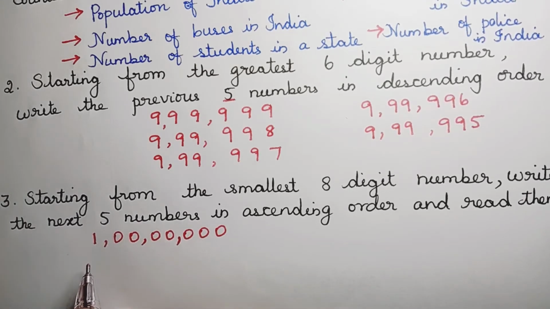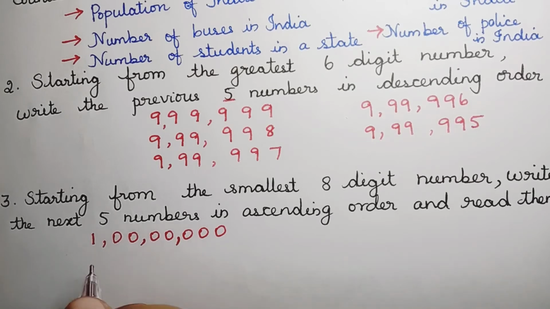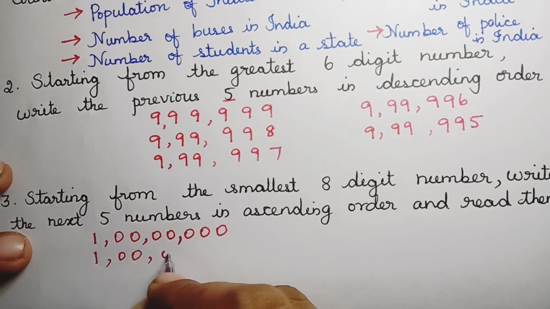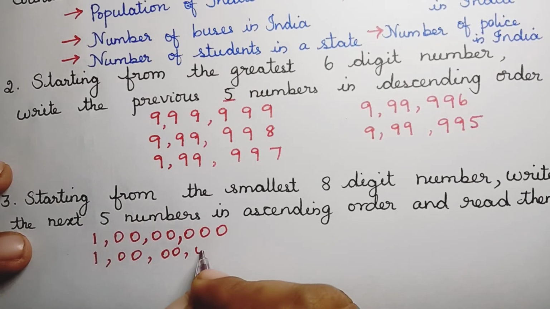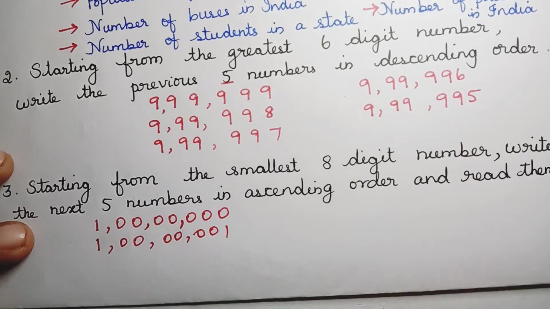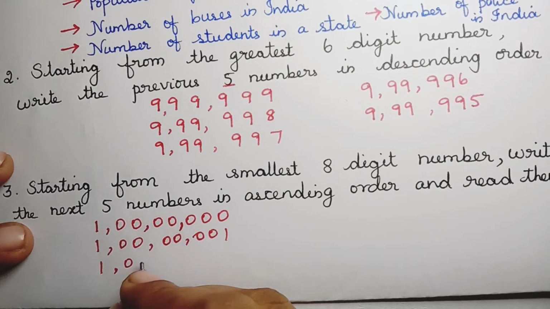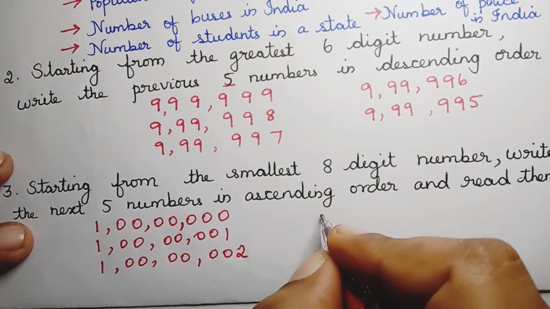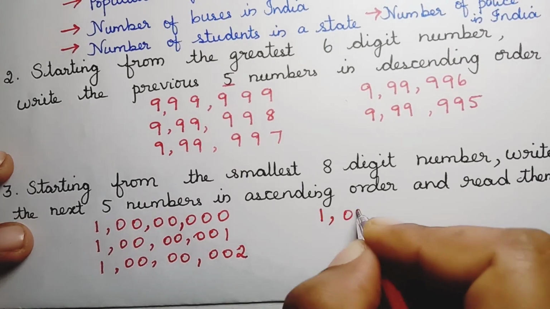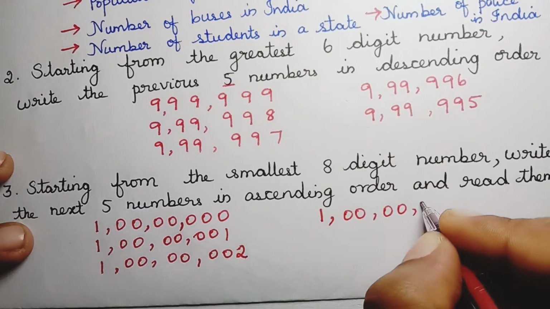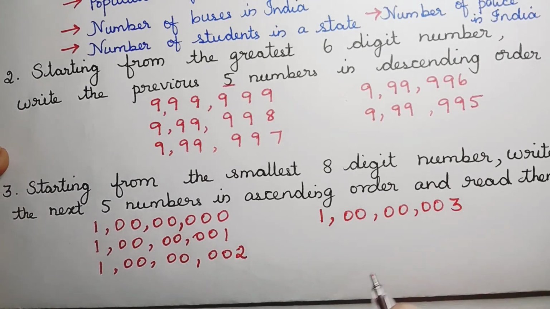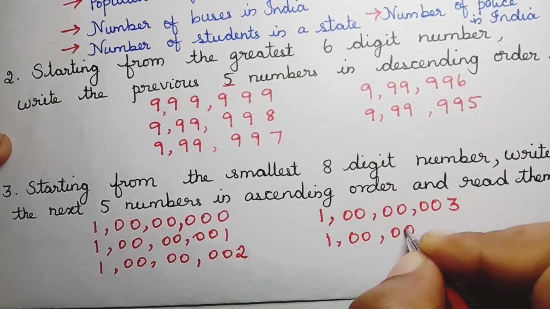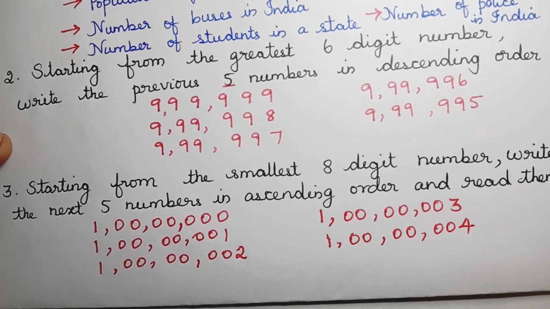Okay. So you have to write in ascending order. So just write, add 1 to this, comma, 0, 0, 1. Okay. So another number, 1, 0, 0, 0, 0, 2. Okay. So the next number is 1, 0, 0, 0, 0, 3. Another number 1, 0, 0, 0, 0, 4.